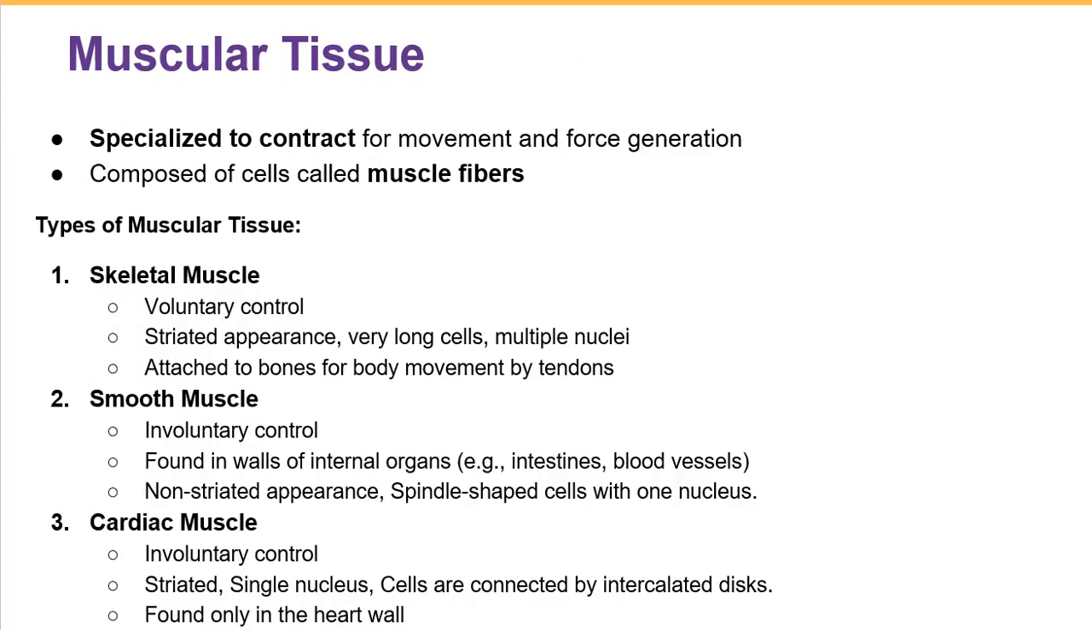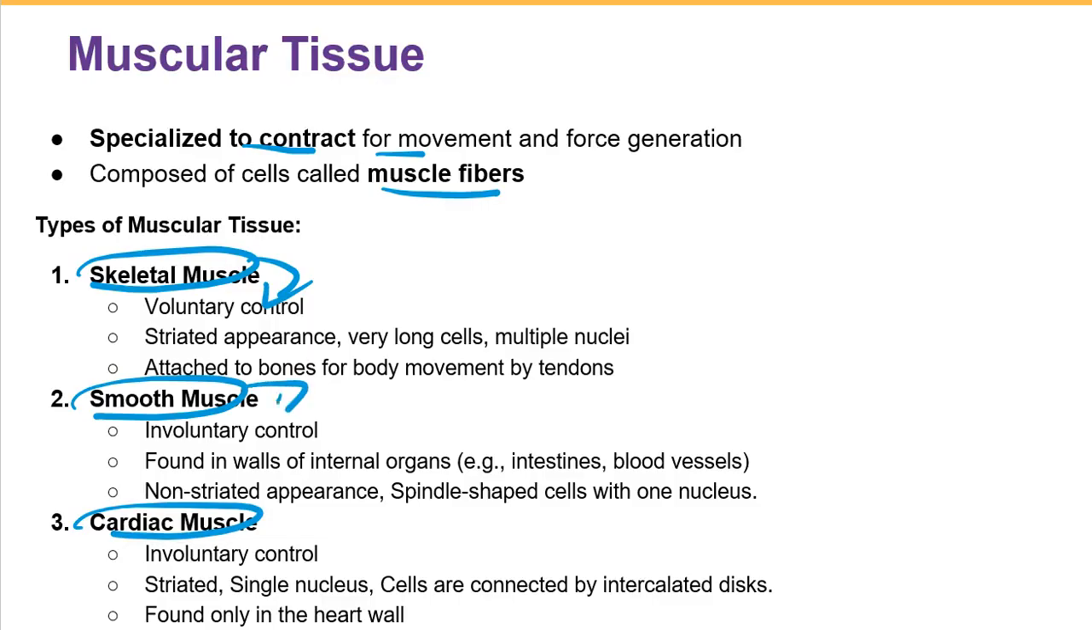Let's review. As we said, the muscular tissue is specialized to contract, make movement, and generate force. The cells of the muscle tissue are called muscle cells or muscle fibers. We divided them into skeletal muscle, smooth muscle, and cardiac muscle. Skeletal muscle can do voluntary functions. The smooth muscle is controlled involuntarily, and also the same for cardiac muscle. We saw a striated appearance under the microscope for skeletal muscle and also for cardiac muscle, but not for the smooth muscle.